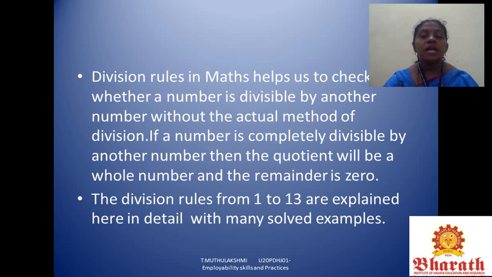Division rules in maths help us to check whether a number is divisible by another number without the actual method of division. If a number is completely divisible by another number, then the quotient will be a whole number and the remainder is 0. The division rules from 1 to 13 are explained here in detail with many solved examples.